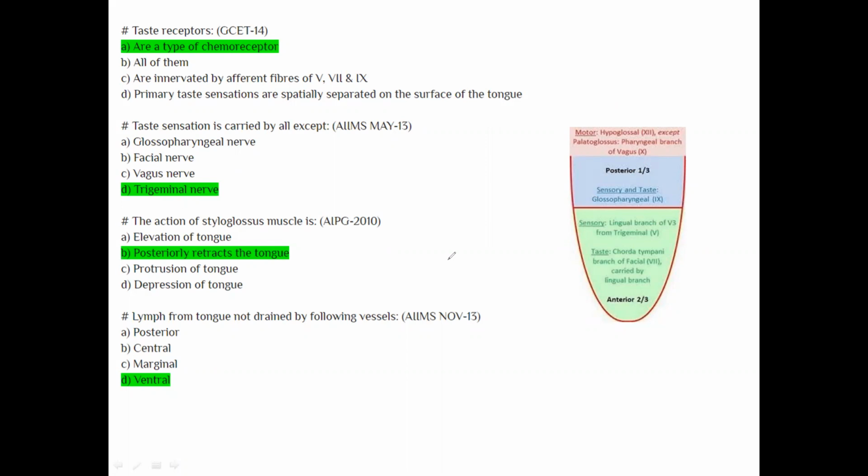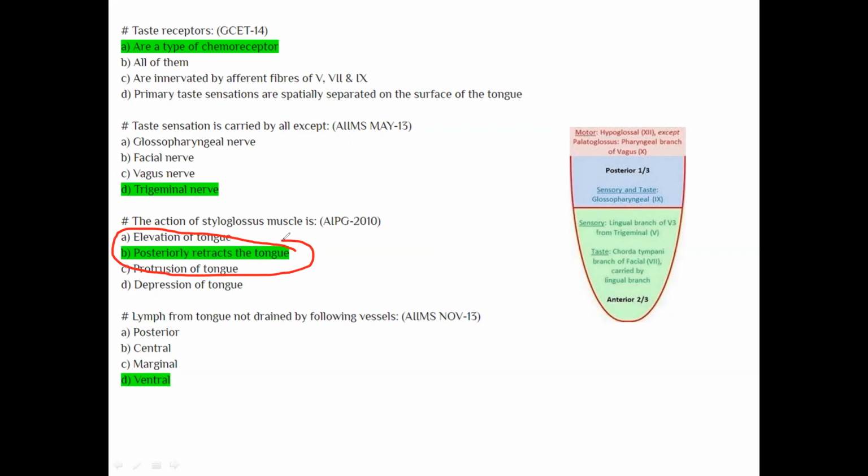The action of the styloglossus muscle: if you remember the picture, the muscle comes posteriorly from the styloid process and attaches to the tongue. Don't you think it will take the tongue posteriorly? It retracts the tongue posteriorly.